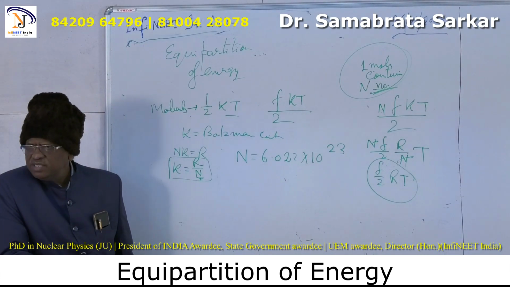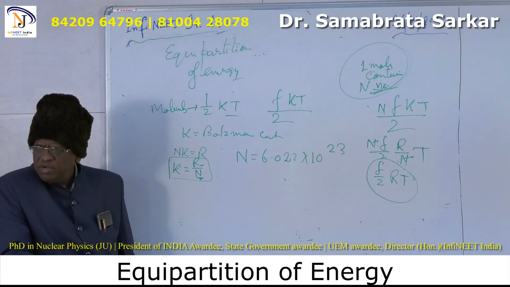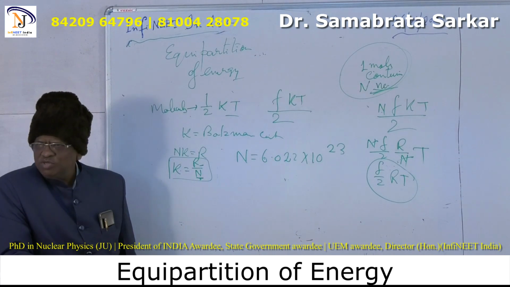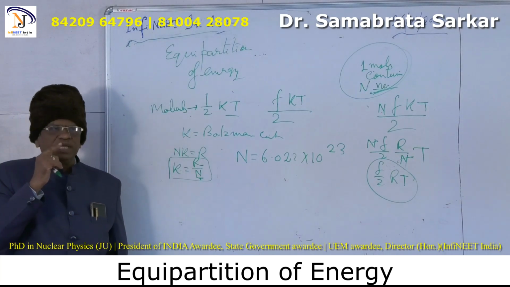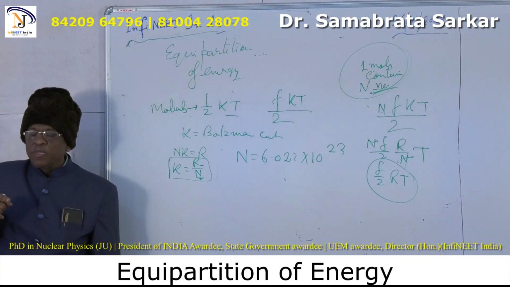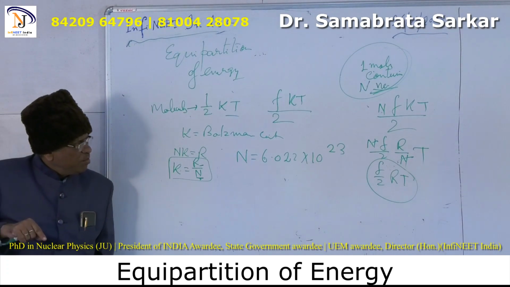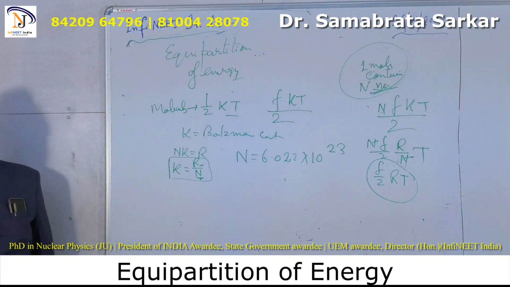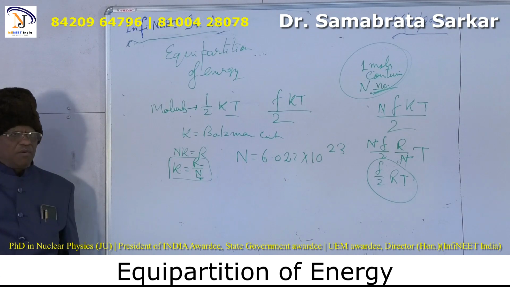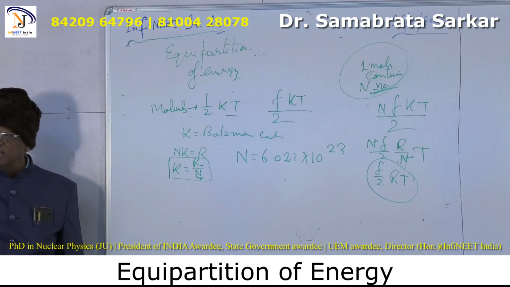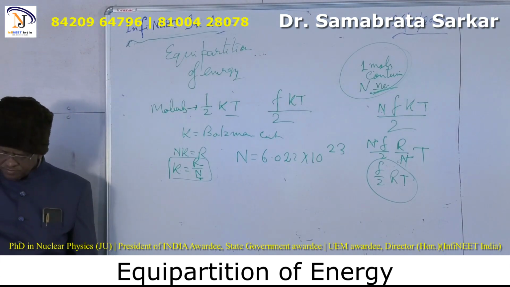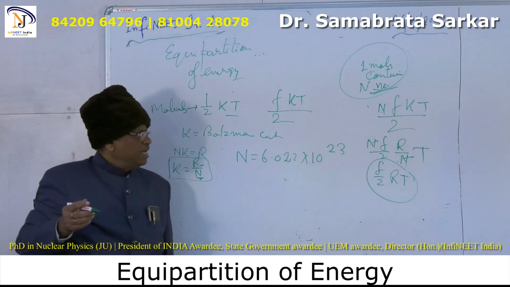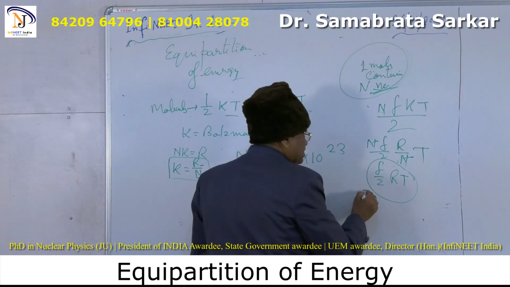If the degrees of freedom are given, you can calculate. For monatomic, this question will be asked. The question is very easy. What you have to understand is the basic thing: f by 2 into R into T. And you all know the value of R. What is R? Universal gas constant. Yes.